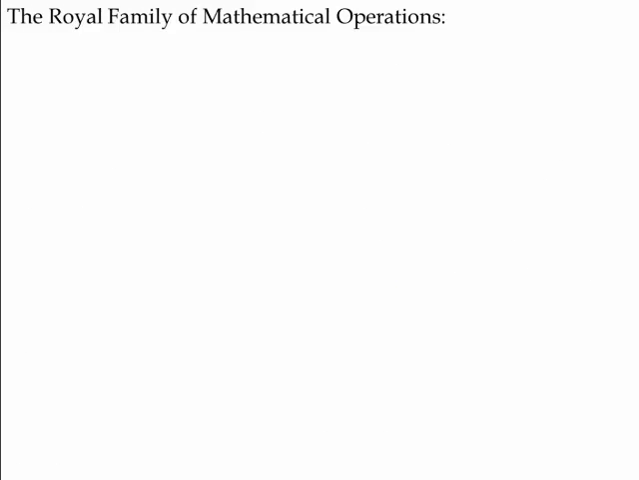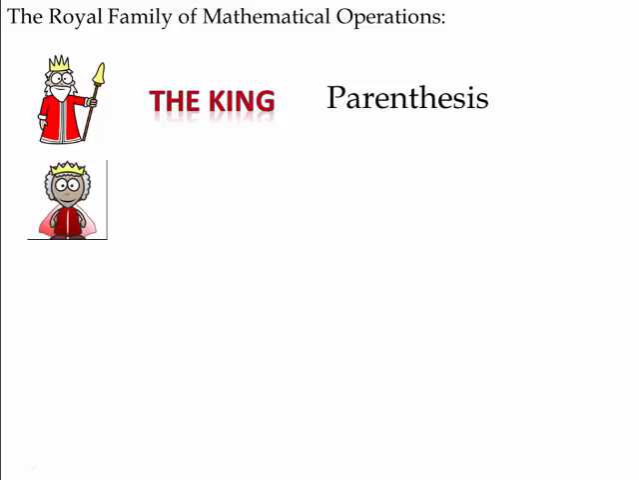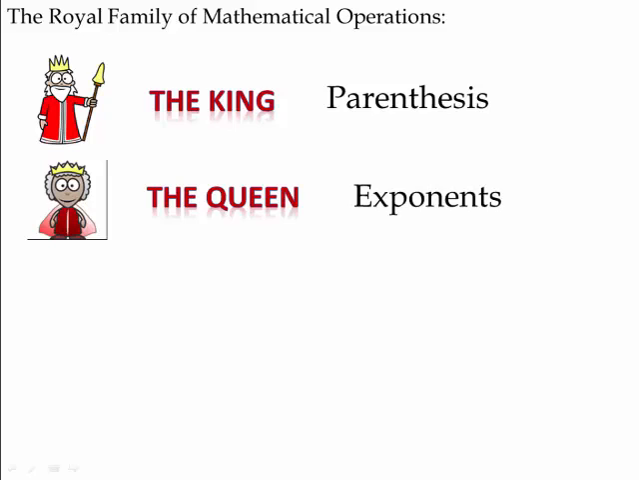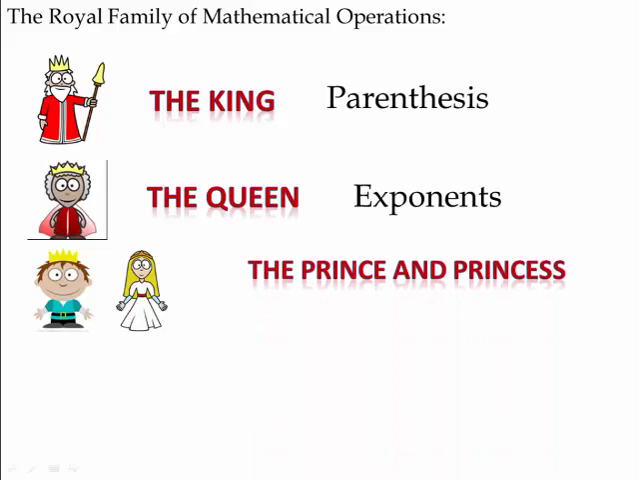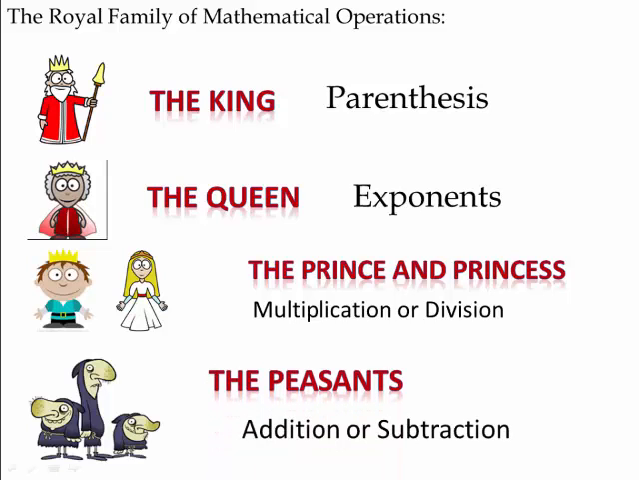If you think of the operations as a royal family, first you have parentheses. He's the king. So what he says or what he wants comes first. He's in charge. Next we have the queen, and the queen is the exponents. So anything the queen wants comes next. Then you have the prince and the princess. That's multiplication or division. They have equal power. Then you have the peasants, which are addition or subtraction. Again, equal power, but all the peasants are equal below the prince and princess, who are equal below the queen, below the king.